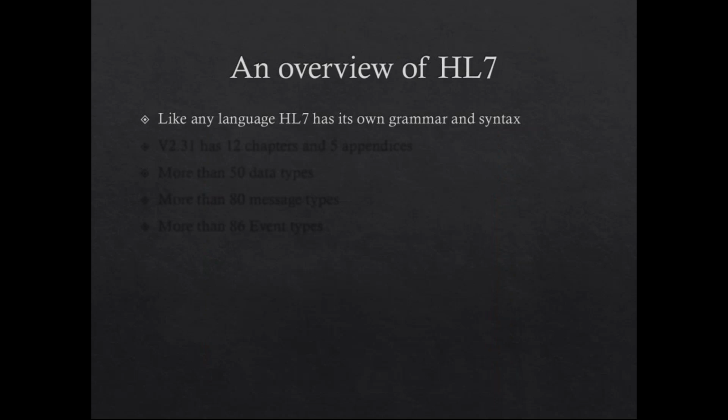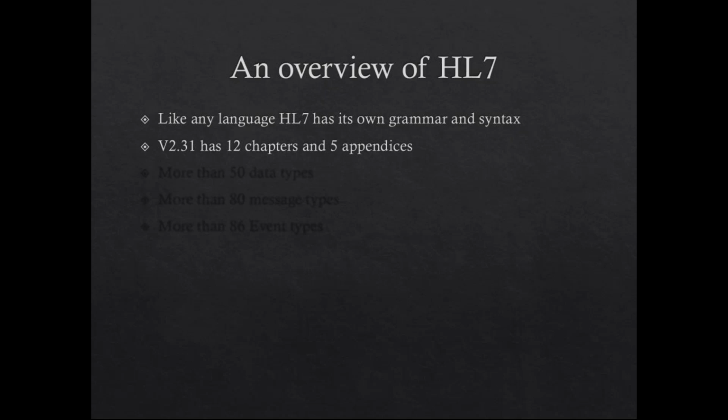So HL7 is a completely evolved language. Like any other language, it has its own grammar and its own syntax. There are many versions of HL7. When it started in 1987, it came up with version 1, and in 1996, I guess, they came up with their second version, and from there on, version 2 has become a standard. Even in version 2, there are subversions like 2.3, 2.5, 2.7. Vastly used in industry right now are 2.3, 2.5 and 2.7.